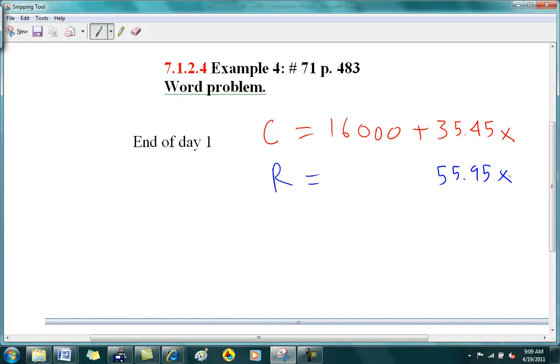Use a graphing utility to graph the cost and revenue functions in the same viewing window. Use the graph to approximate the number of units that must be sold to break even. Okay, so break even means how many units do you need to make so that the cost is equal to the revenue? That's break even. Cost is equal to revenue.